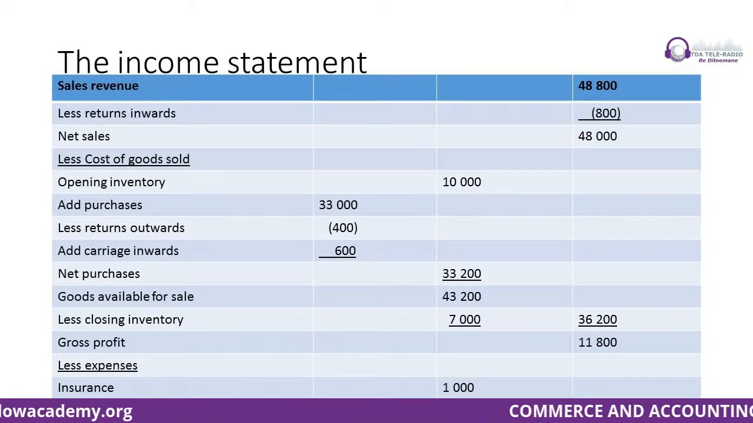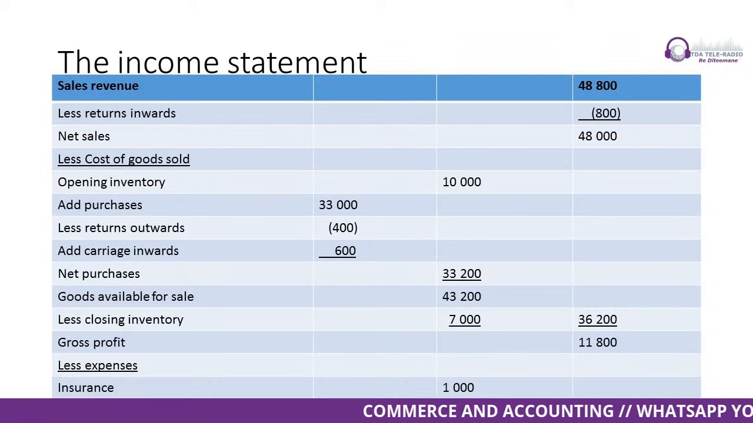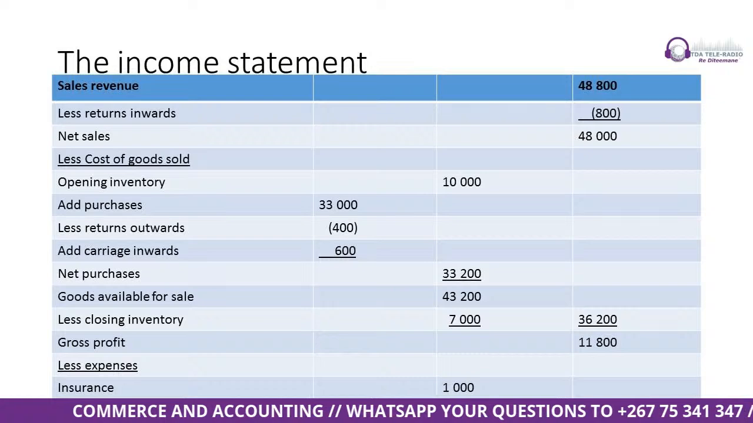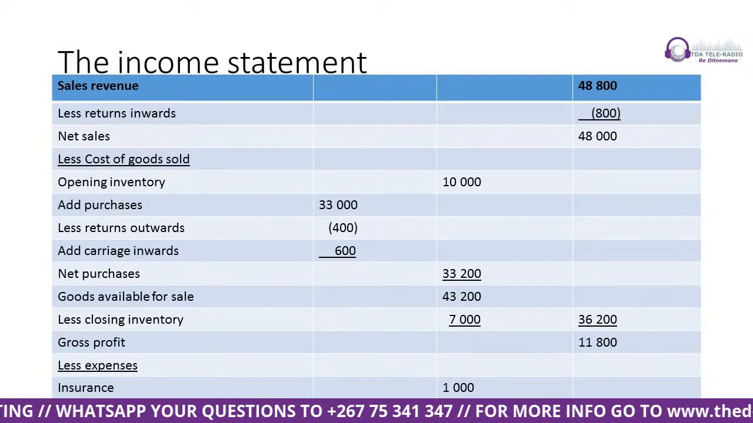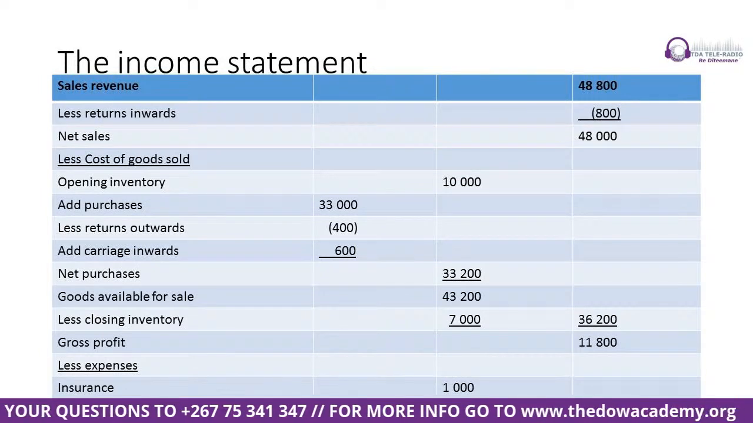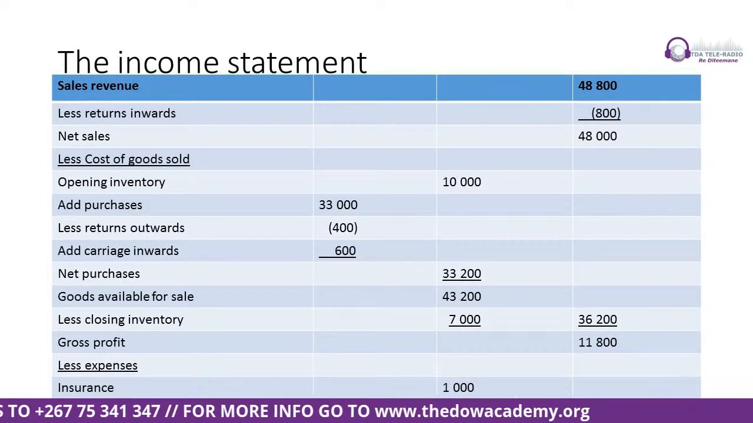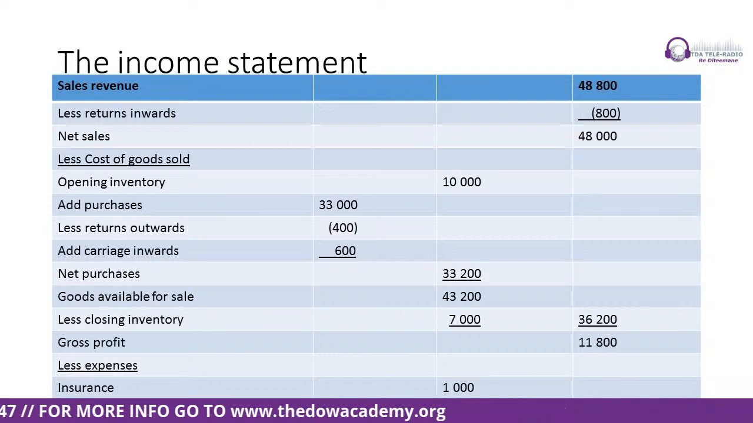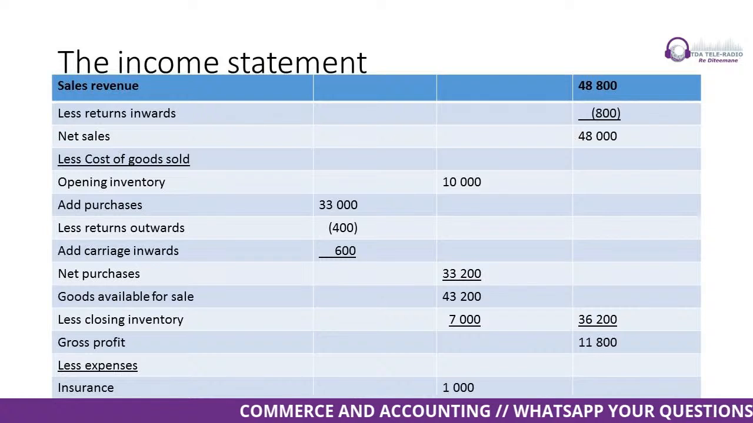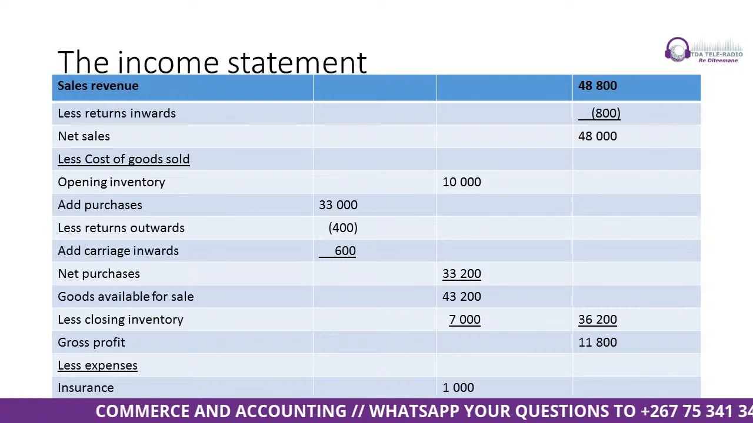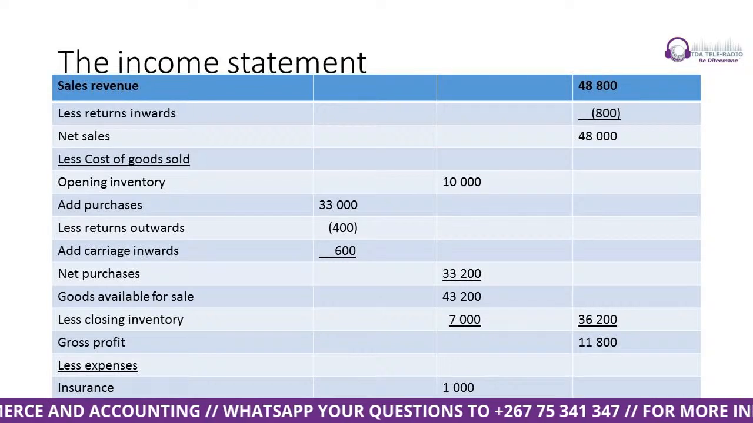First, you calculate your net sales, and then you calculate the cost of goods sold. The net sales you calculate by sales revenue less returns inwards. Then you get your net sales of 48,000, and then less cost of goods sold. That is a heading. It is showing how the cost of goods sold is calculated. We calculate it by opening inventory, adding purchases, then less closing inventory.